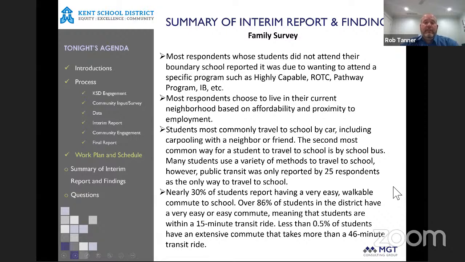The most common travel method for students was by car, including carpooling or with a friend or a neighbor. The second most common way was by school bus. Many respondents said that their students traveled by multiple methods, whether it be car, bus, or walking. Nearly 30% of the respondents said their students had a very easy or walkable commute, and over 86% of the respondents said that they had a very easy or easy commute, meaning that their students only had a 15-minute transit ride, which is very good. There was a small population that said that they had an extensive commute of 45 minutes or more.